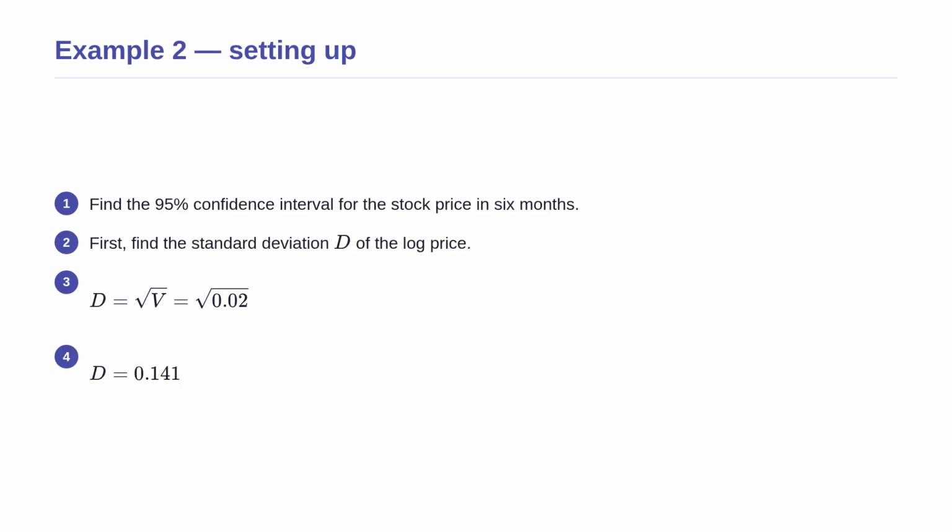Building on our previous calculations, let us find the 95% confidence interval for the actual stock price in 6 months. This means we want to find a lower price and an upper price such that we are 95% sure the stock will end up between those two numbers. Because the actual stock price is log-normally distributed, we must first find the confidence interval for the normally distributed log price. To do this, we need the standard deviation, which we will call D. We find D by taking the square root of the variance we just calculated, giving 0.141.